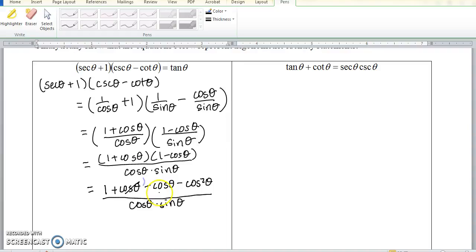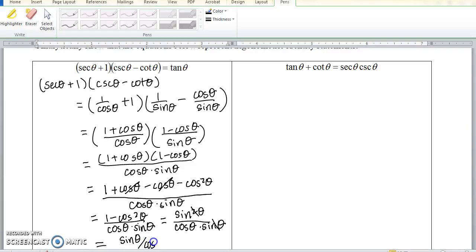So the cosines cancel out. We're just left with 1 minus cosine squared theta all over cosine of theta times sine of theta. 1 minus cosine squared theta is sine squared from the Pythagorean identity again. We keep using that. And that's equal to cosine times sine, the denominator. All right, we can cancel out one of the sines. And so we just have sine over cosine. Sorry, I'm running out of space. And that is equal to tangent of theta. And we're done.